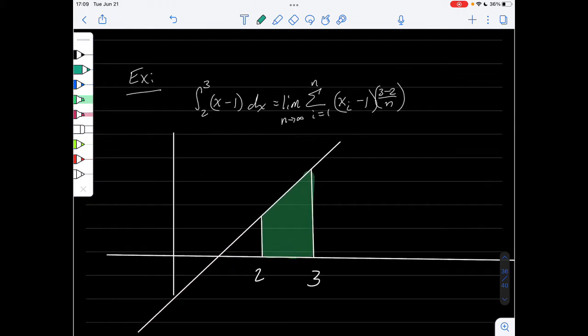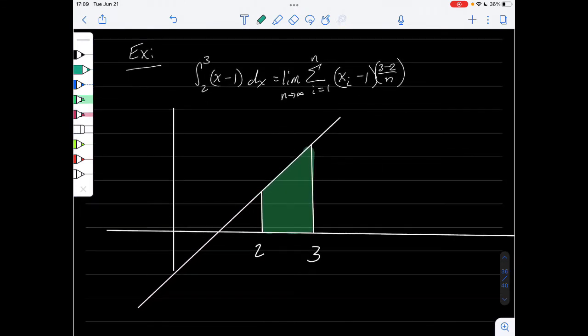So let's go ahead and look at a simple example. We're looking at the integral from 2 to 3 of x minus 1 dx. Just by definition, this is the limit of the sum of x sub I minus 1 times 3 minus 2 over n, because it's b minus a over n. Now, what can this x sub I be? Well, we can partition this into, we're only going to do a few partitions here.